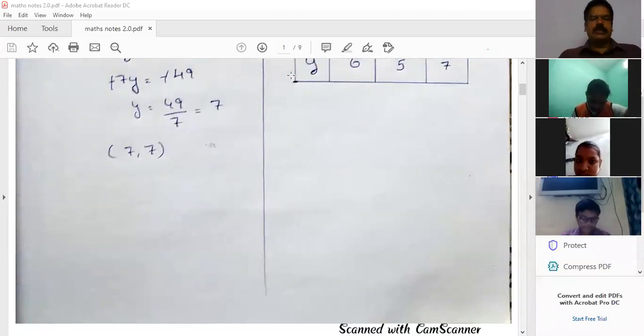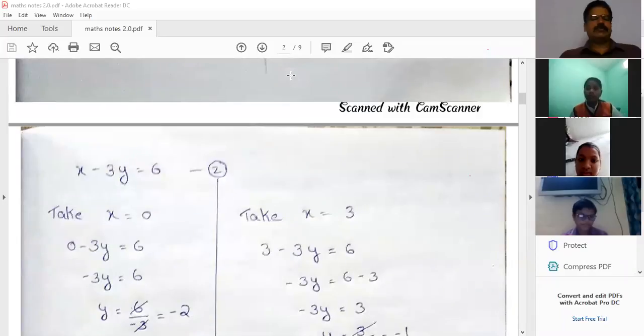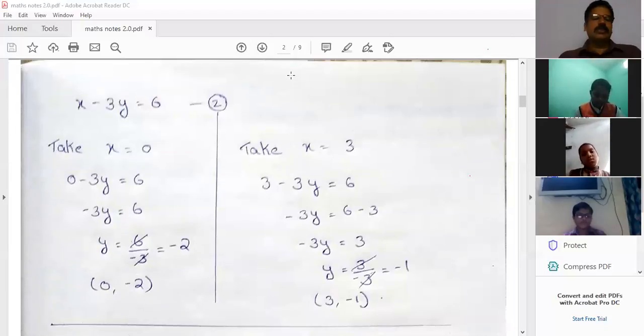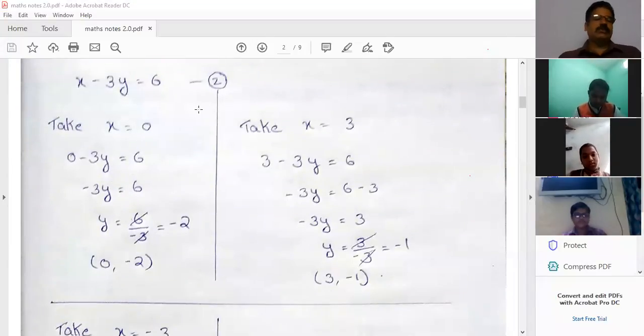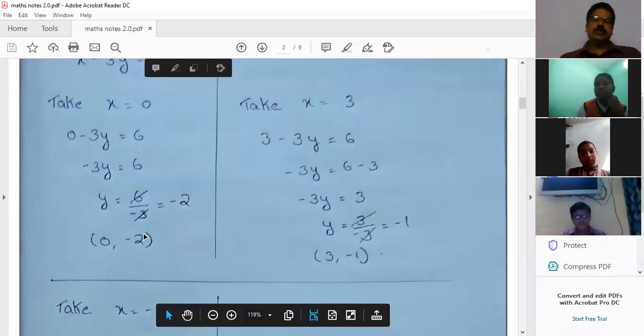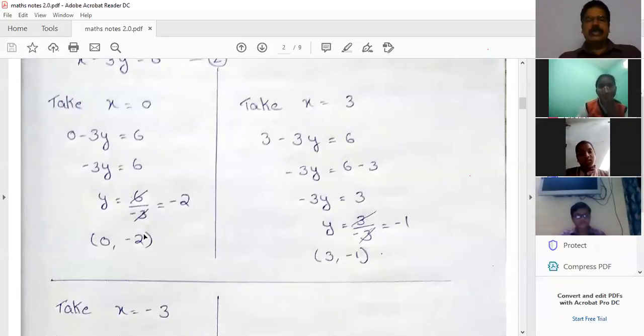Now the second equation. Second equation is x minus 3y is equal to 6. Now again I took x equal to 0. Then in place of x, substitute 0: minus 3y equal to 6, y equal to 6 by minus 3, which is minus 2. So the first solution is 0 comma minus 2.